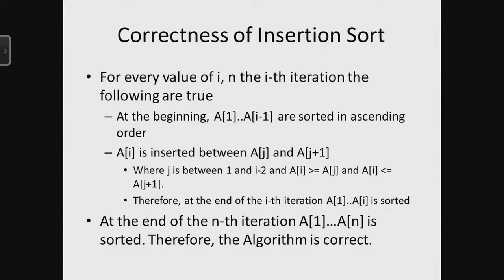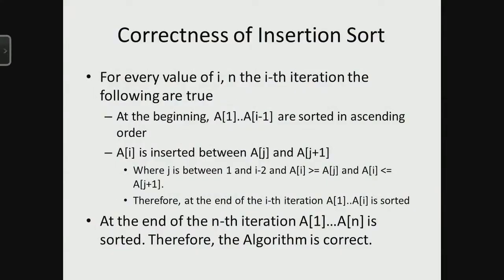How does one guarantee the correctness of this insertion sort algorithm? The way to guarantee the correctness of this sorting algorithm is to argue that in the ith iteration, the element a of I will move to its correct position among the elements a of 1 to a of I minus 1 within I comparisons. In other words, we prove this by induction.